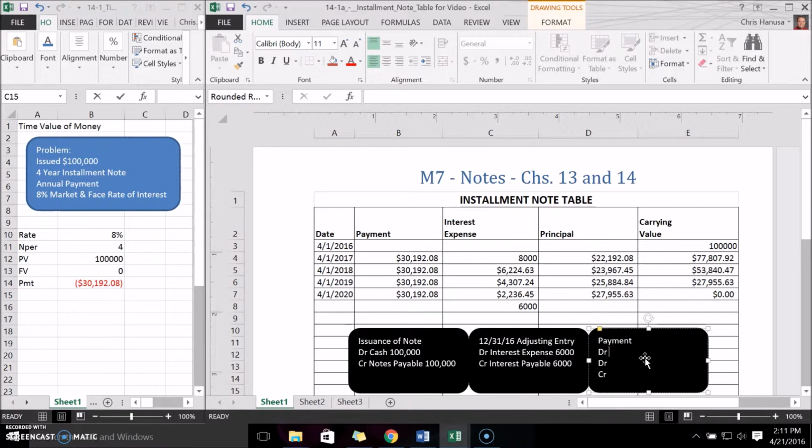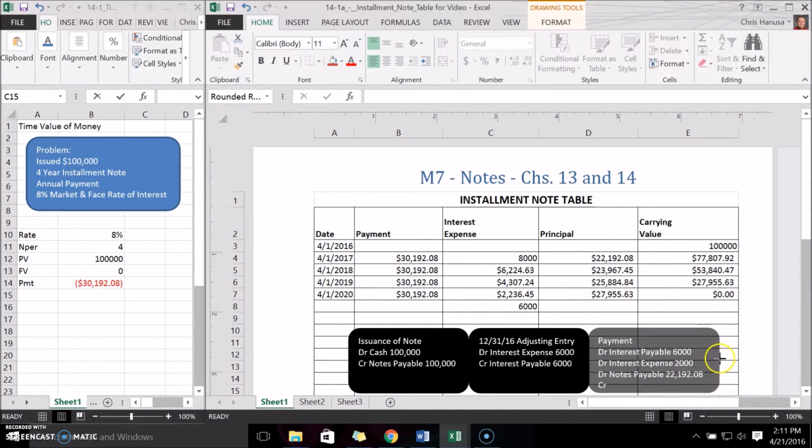When we finally make the payment on April 1st, 2017, we're going to have to debit out that interest payable for that $6,000. We no longer owe it, we're actually paying it. We need to debit the interest expense for the additional interest expense that we have. You can see we had the $6,000 entry back on 12/31/16. We get to 4/1/17, and there was $2,000 more interest involved in that first year. We're going to also debit our notes payable for the change in principal value, the $22,192 and good old 8 cents.